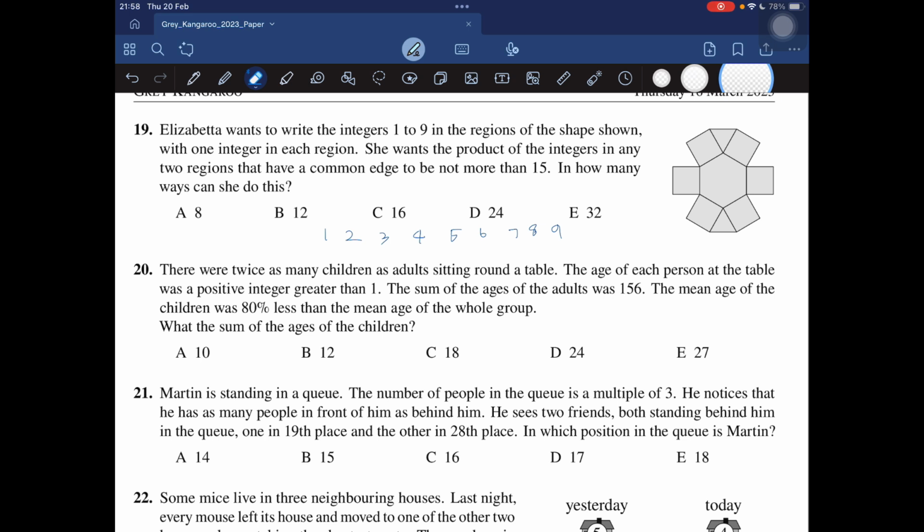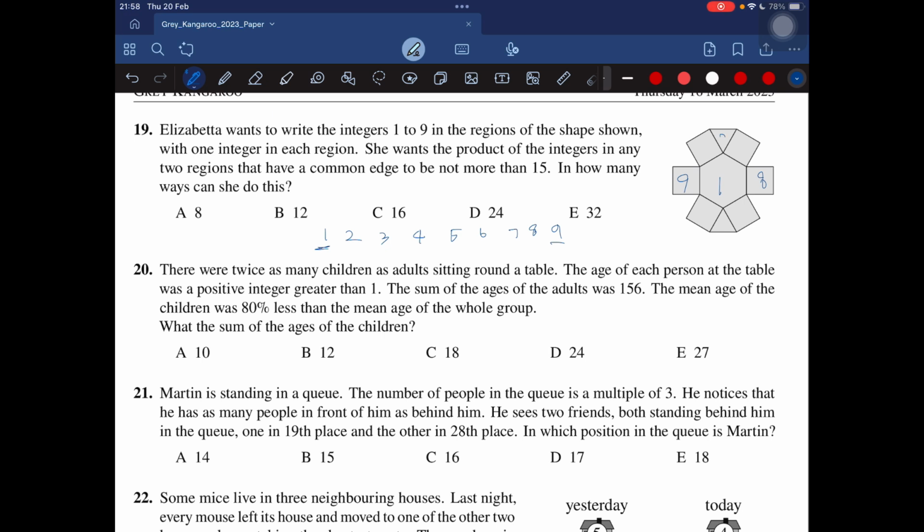So now 9 should have only one common edge here. So 9 must be any of here. And let's make 1 here just to make it easy to go. And let's make 8 here also, just to isolate them. And now we have 2, 3, 4, 5, 6.